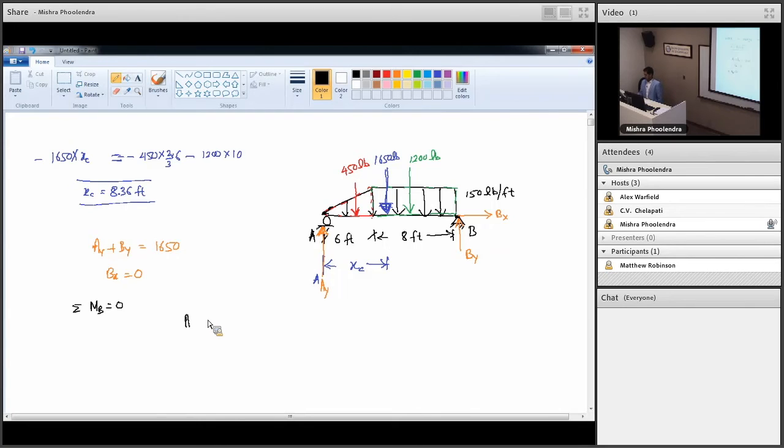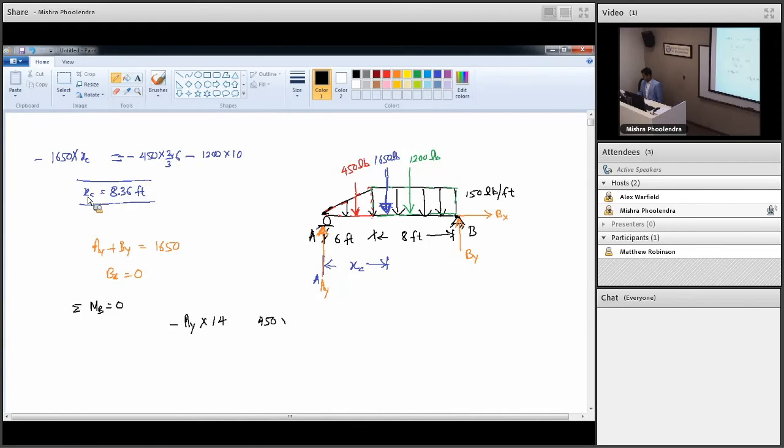So what does that mean? AY times 14, right? And is that a positive or negative about point B? AY times 14 about point B, negative or positive? Negative? Come on, somebody else say, is that negative? Yeah, it is negative.